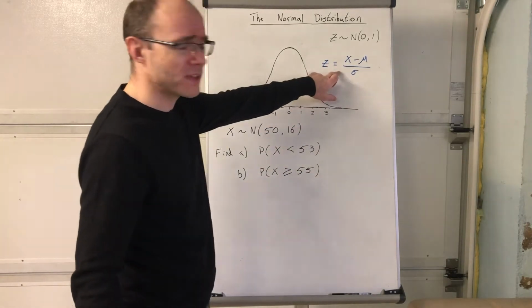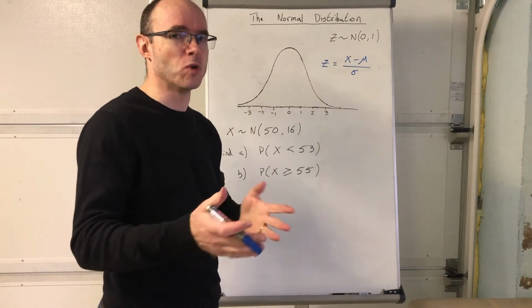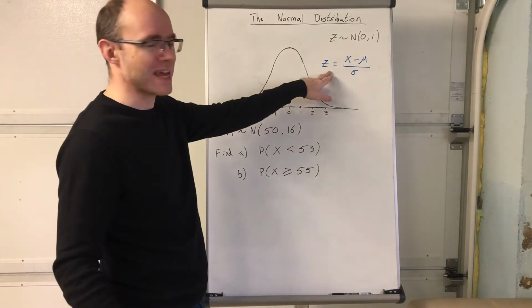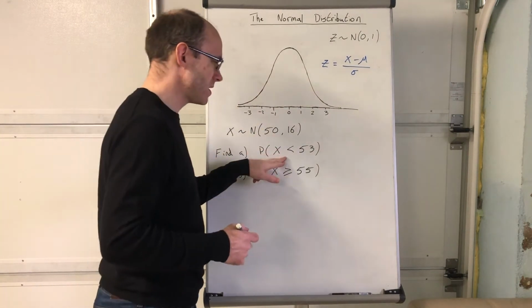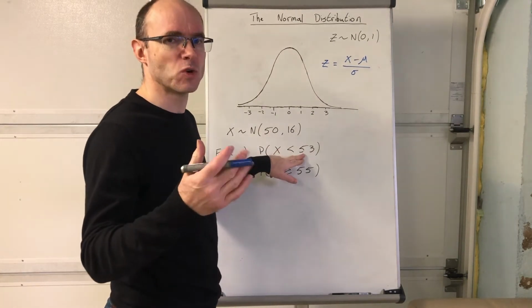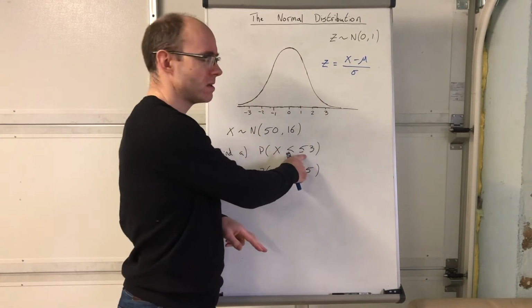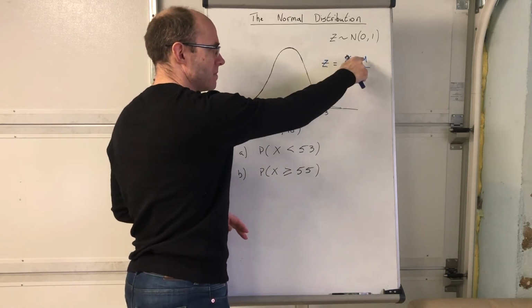Here's a reminder of the coding that's got to be used, because the tables only work for the standard normalised distribution, which is z. So first of all, we've got to get it in terms of z. So the thing to do is you put 53 in there. When it says x is less than 53, it's talking about the variable x. To get the variable z, you then put x into it. So 53, subtract the mean over sigma.